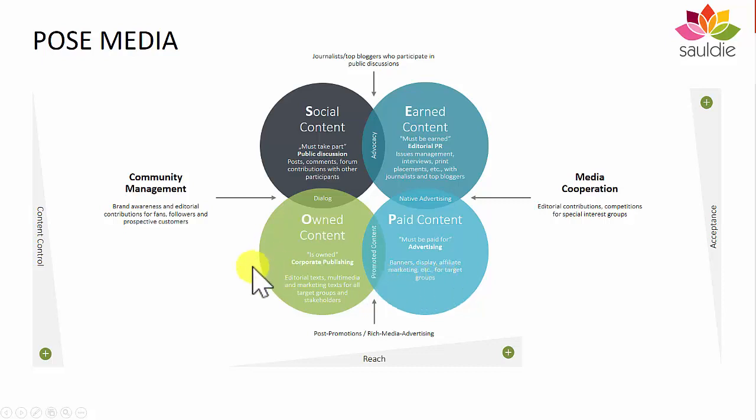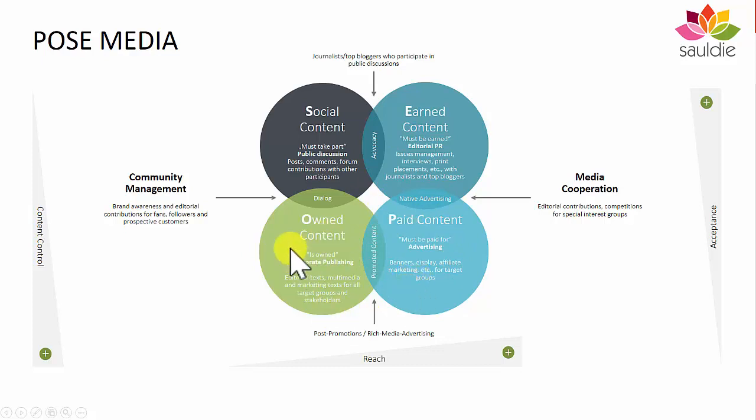And owned content means corporate publishing. That means your own content. And there is social content where there is a public discussion. And the interesting part is that we have to understand all of these four and combine them into one strategy. So we have dialogue between social content and owned content. Between owned content and paid content, there's promoted content. And between earned content and paid content, there's native advertising. And here in the middle, that's the strategy.